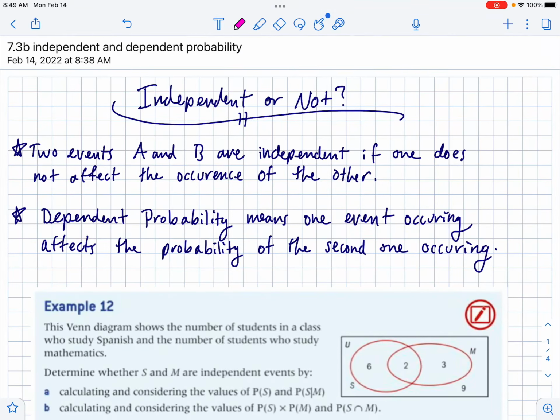All right, IB AI SL2. Today we're going to continue with our work with probability, but today we're going to talk about independent and dependent probability.